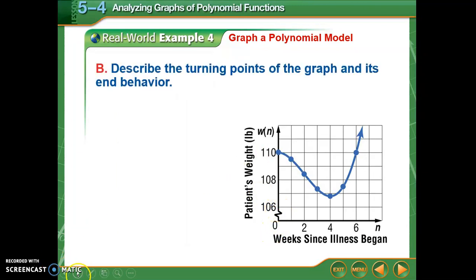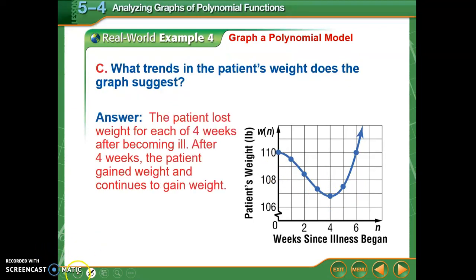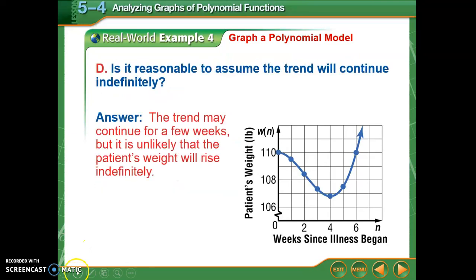All right, then in part B it says describe the turning points and its end behavior. Looks like there's a relative minimum at week 4, which means that their weight was the lowest at week 4. The trend suggested would be that the patient was losing weight until week 4 and then started to gain weight and is continuing to do so, but we would not assume that that would happen infinitely.